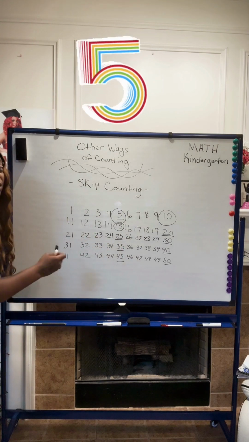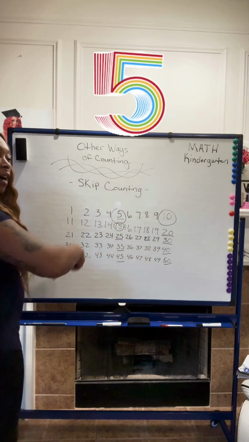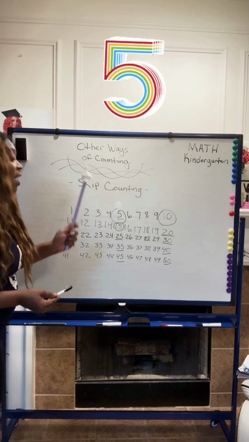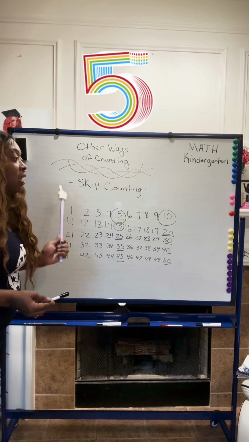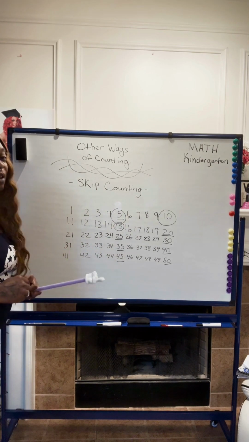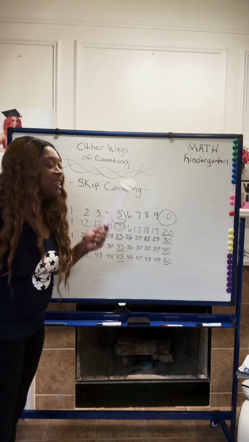There's a rhythm. It's the something 5 and then 0. Something 5 and then 0. You can keep going. 55, 60, 65, 70, 75, 80, 85, 90, 95, 100. You can get to 100 really fast using the 5s. But guess what? You can get there even faster with the 10s.